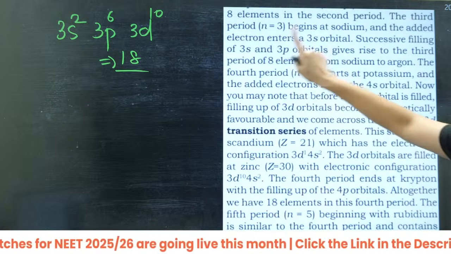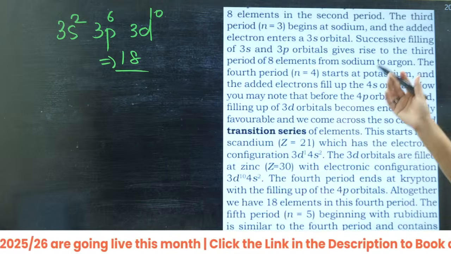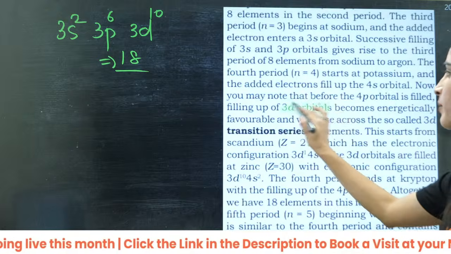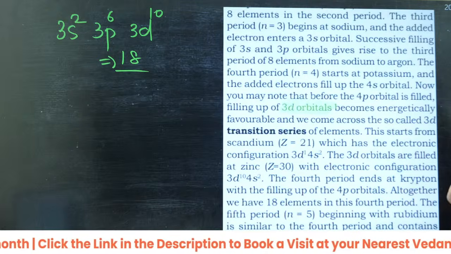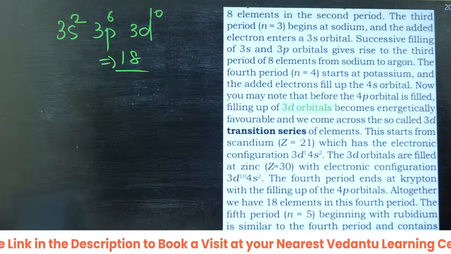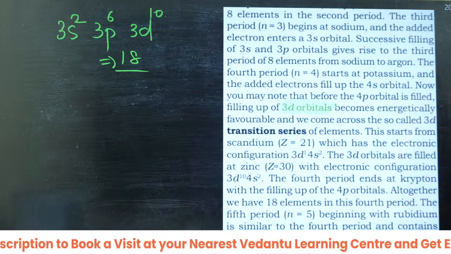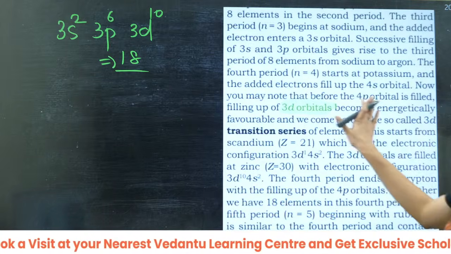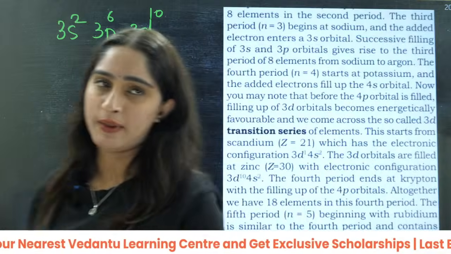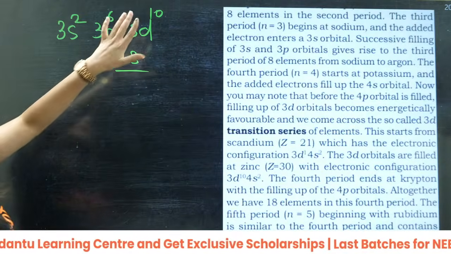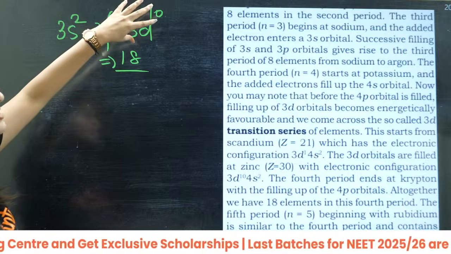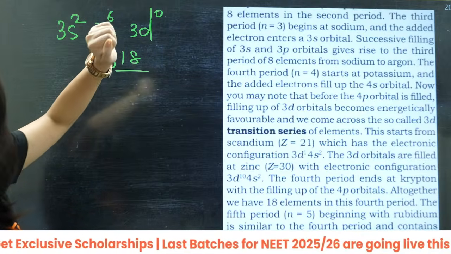Successively the electrons in 3s and 3p will be filled. After that they will be filling in the 3d orbitals, right? That becomes energy favorable. So now what they are talking about are the 3d elements here. They are saying these 3d elements are called the transition elements.